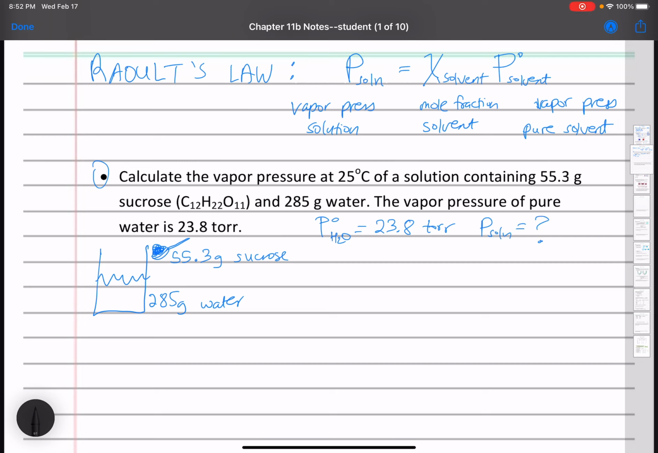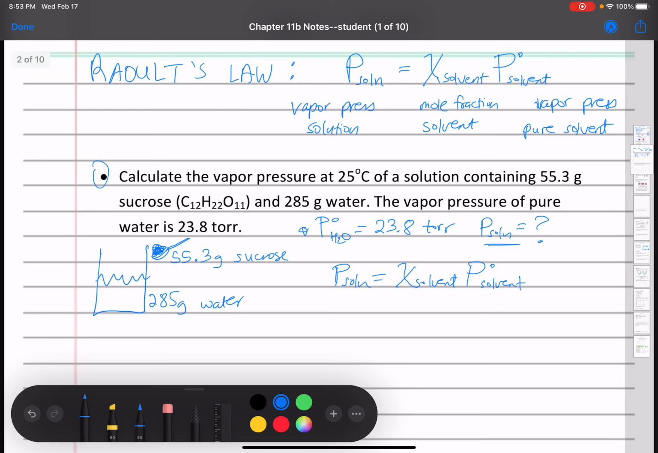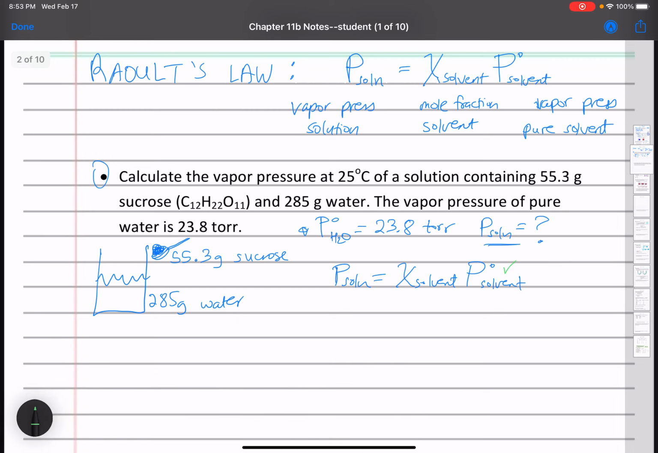So if I'm given these vapor pressures, I know I want to use Raoult's law. So I'm just going to write it out. The pressure of the solution, which is what I'm trying to find, equals the mole fraction of the solvent times the pressure of the pure solvent, which is water in this case. So what do I have? Do a little color coding here. So I have this, which is given to me in the problem.